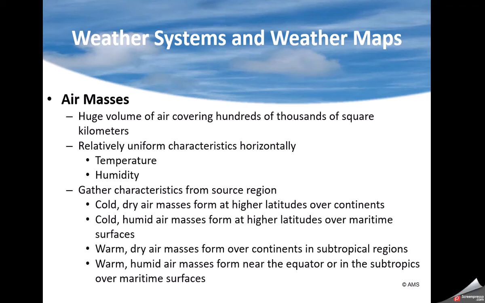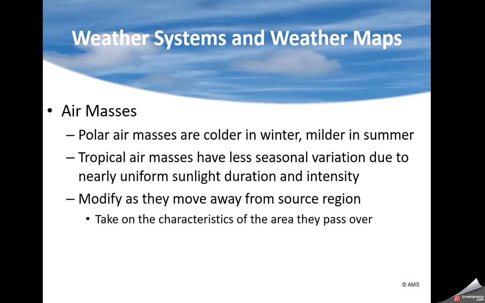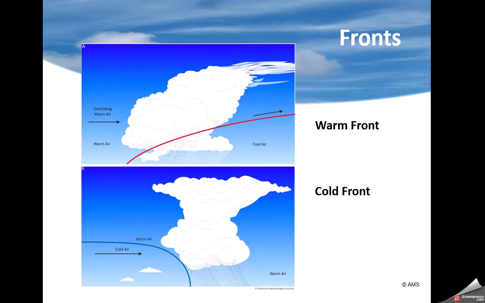So that's a different kind of air mass. And where those air masses meet are fronts. And so you have a warm front, just means warm air is advancing towards you. And you have a cold front, means cold air is advancing towards you.